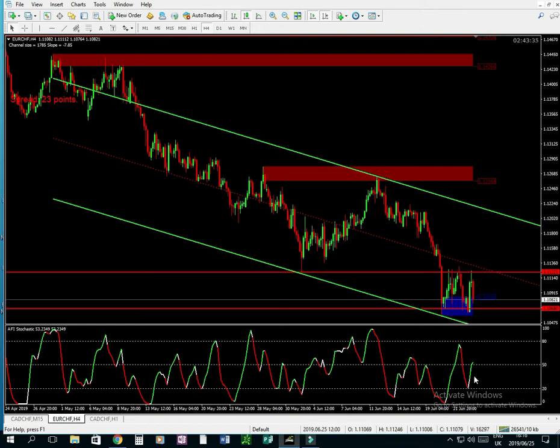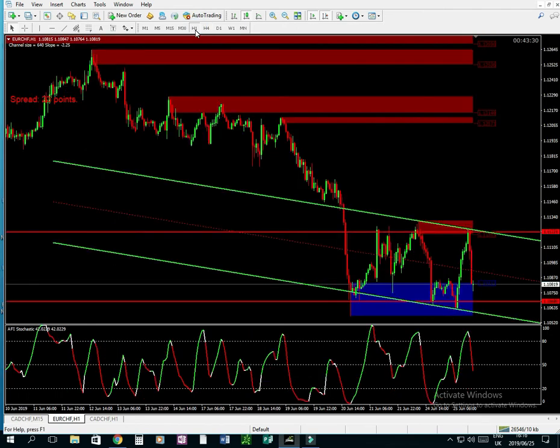Looking at the stochastic, we were a bit late. It already pushed up. Looking at the 4-hour time frame, the stochastic is already pushing up. The candlesticks already went up. So right now it's reversing, retesting the support.